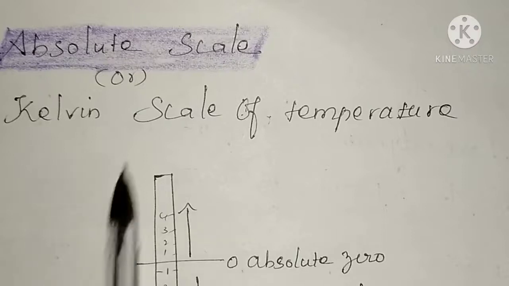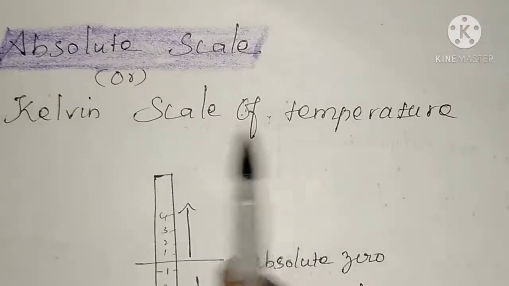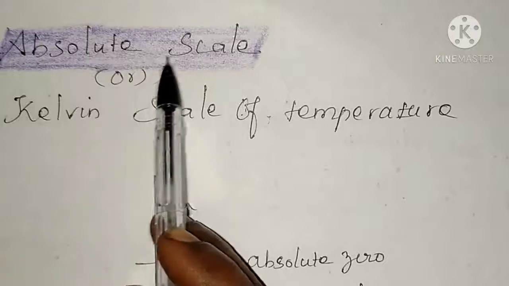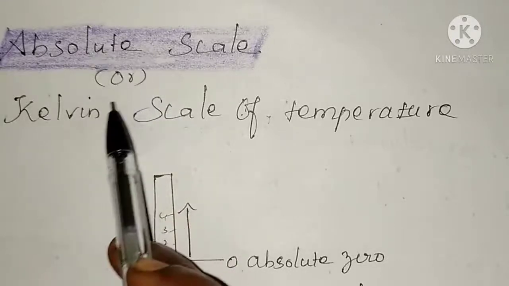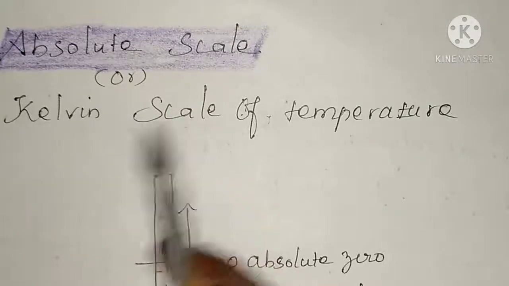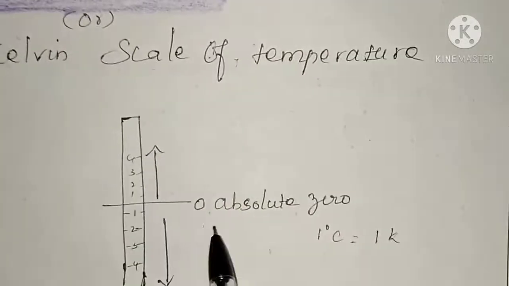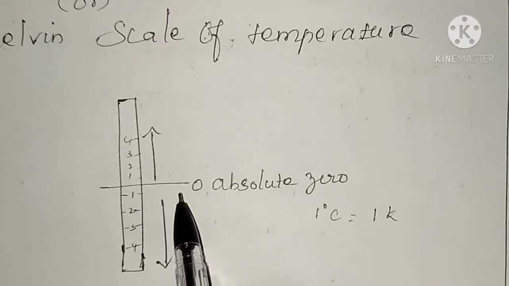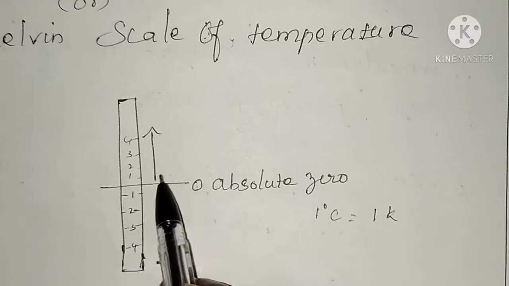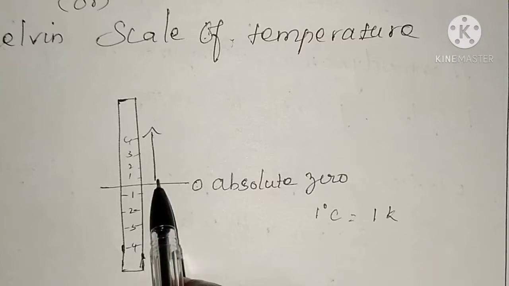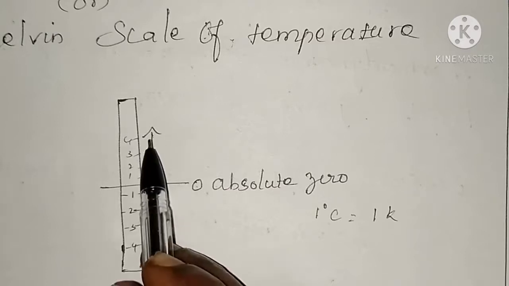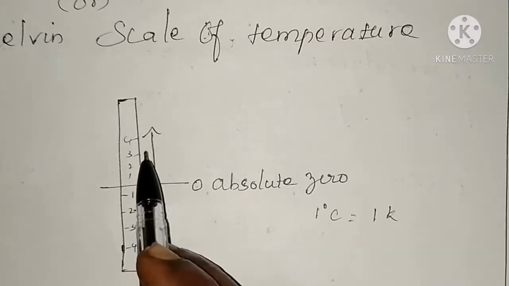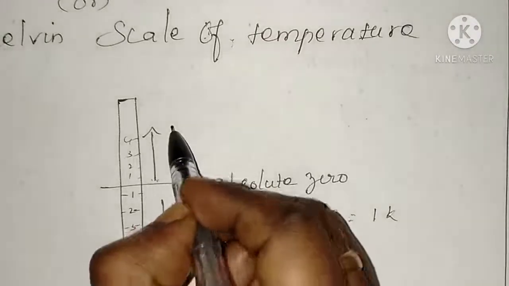Next we are going to learn the absolute scale, or the Kelvin scale, of temperature. What do you mean by the absolute scale? It is also called the Kelvin scale. Listen here. It has an absolute zero, which is the reference point. From this we can measure positive temperatures and also negative temperatures, for example 10 Kelvin.